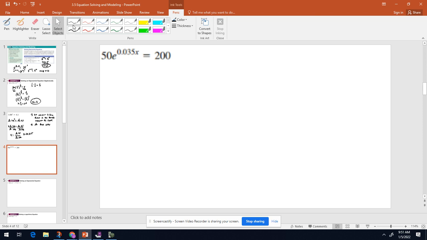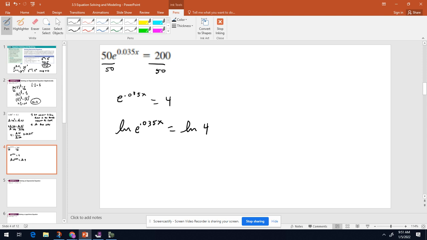Okay, so get the variable exponent, get whatever's being raised to the variable exponent by itself. Well, right here, this e is being raised to the variable exponent. So I'm going to divide both sides by 50. That's going to give me e to the 0.035x is equal to 4. So now I'm going to ln both sides. So natural log of e to the 0.035x is equal to the ln of 4.